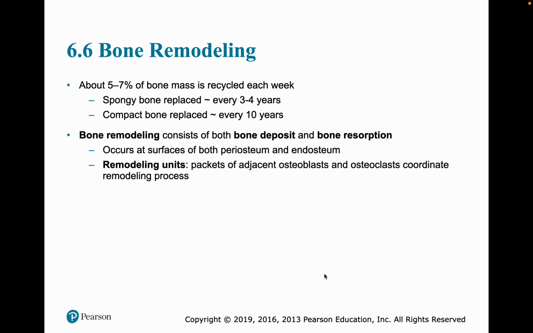Bone remodeling consists of both bone deposit and bone reabsorption. It occurs at the surfaces of both periosteum and endosteum. So an individual remodeling unit would be packets of adjacent osteoblasts and osteoclasts that are coordinating the remodeling process, blasts laying down, clasts breaking down.